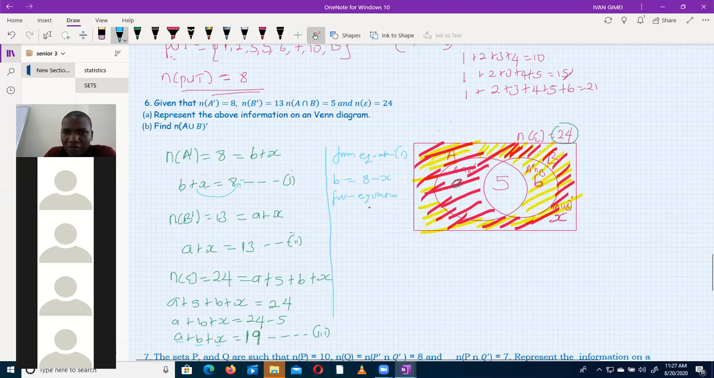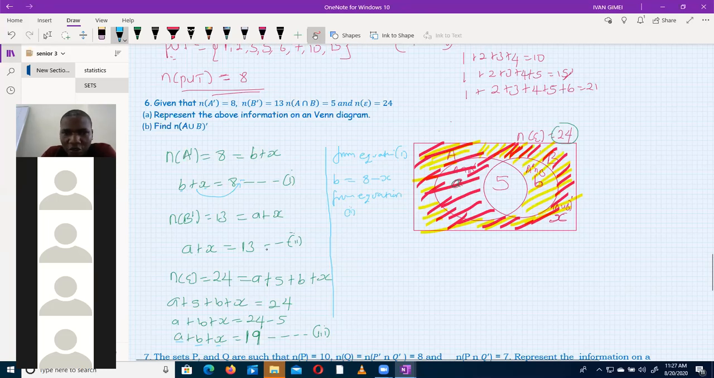Hope you're seeing what I'm writing. From equation 2, are you seeing all these are very small things? Are you seeing what I'm writing here? Hello? Yes, I see. Okay.